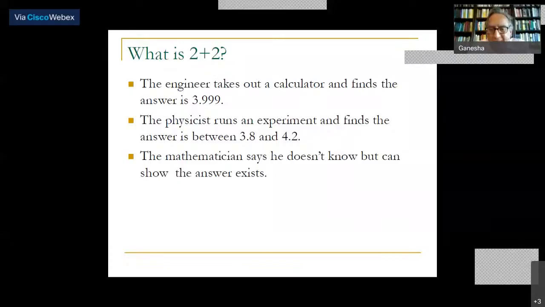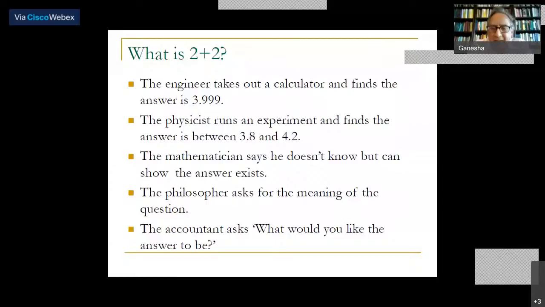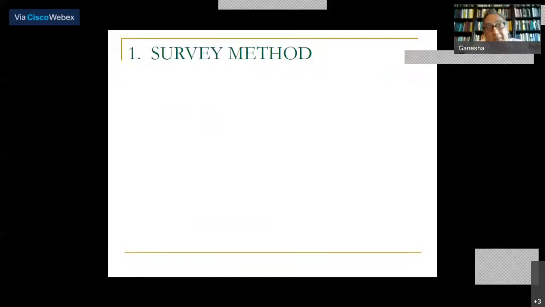The philosopher asks for the meaning of the question. And the accountant asks, what would you like the answer to be? So this is an answer depending on your identifications. So we have to be aware of this process. This is all through the Upanishads. They say how you identify yourself depends on what kind of answer you will get to your question. So here's the first and perhaps simplest method of asking questions, churning the mind.